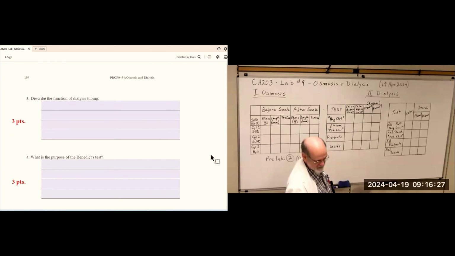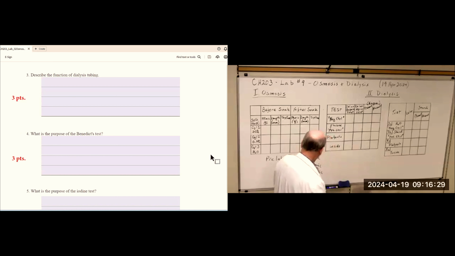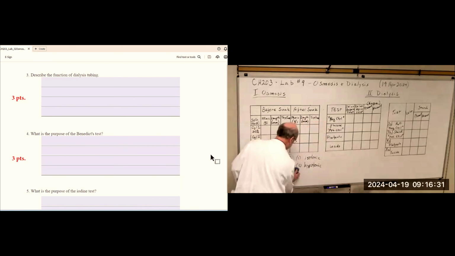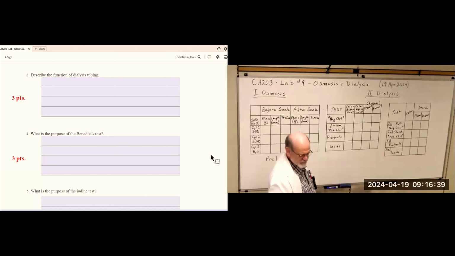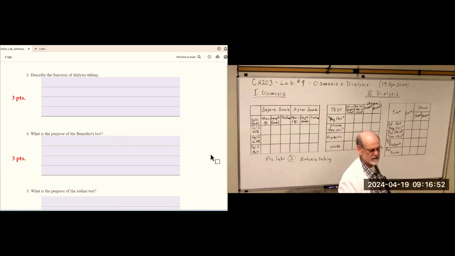All right. Number 3. What's the function of dialysis tubing? Dialysis. Do you have any relatives that have had kidney failure? Okay.